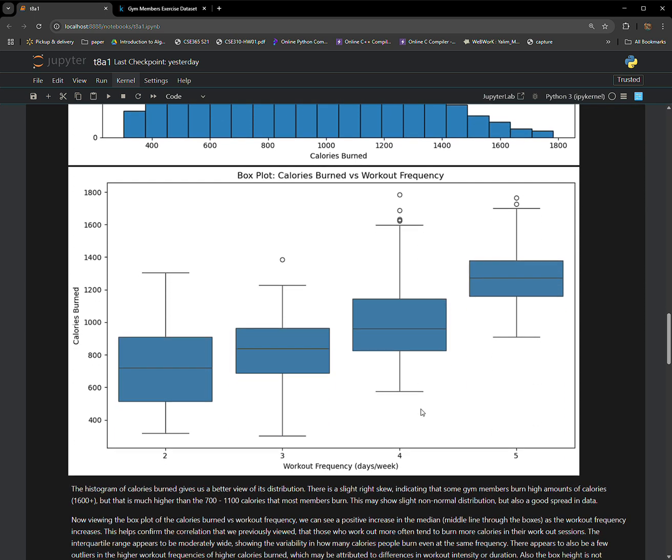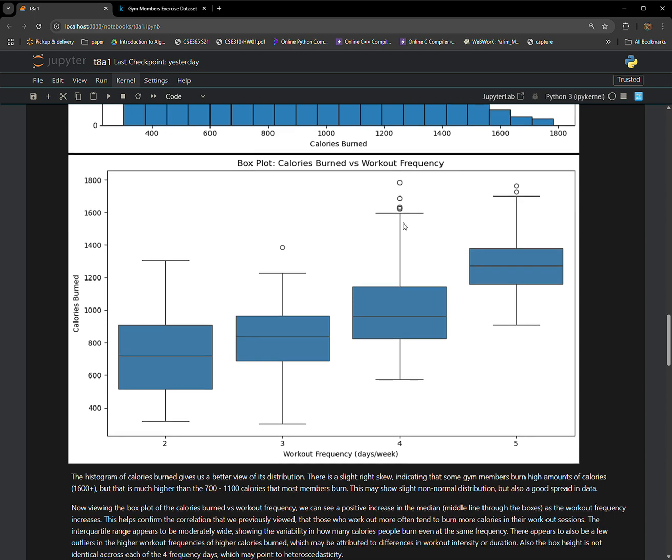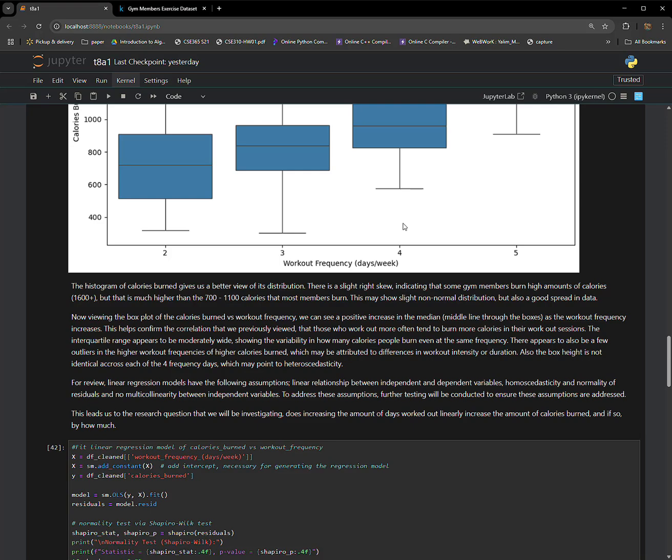And then we can also look at the box plot. We can see here the median number of calories burned increases as the workout frequency increased. And there's also a presence of some outliers at the top end, indicating that some members, very few, may burn more calories than others, and this could be due to other factors such as the intensity of the workout and the types of workouts they did.